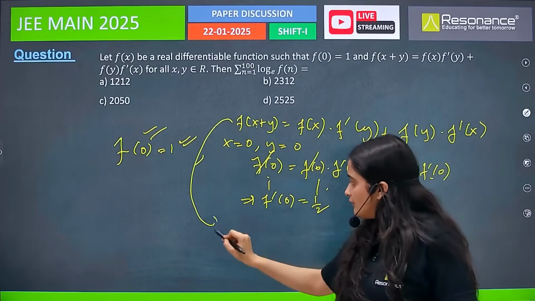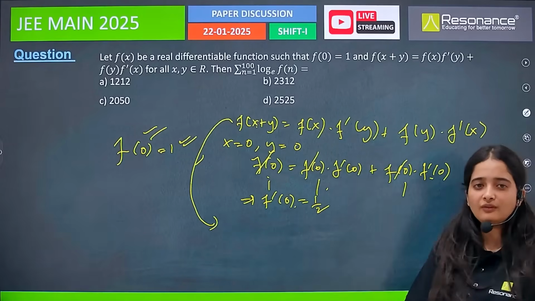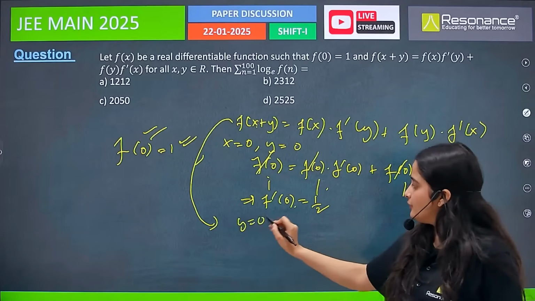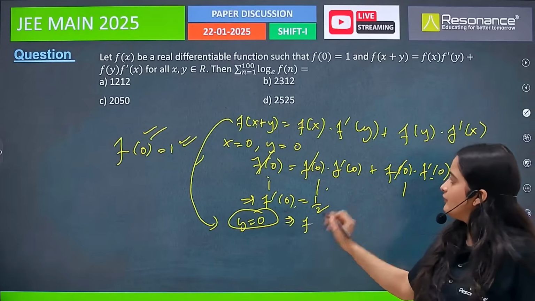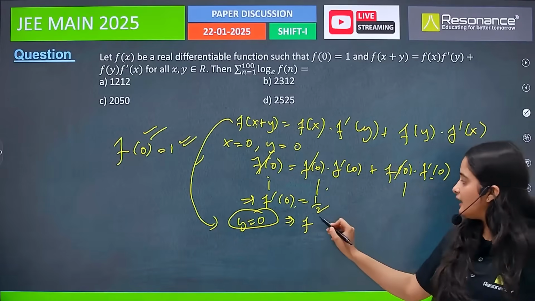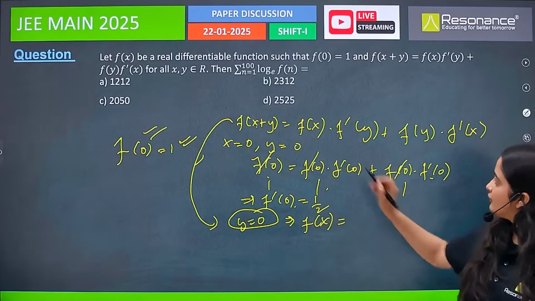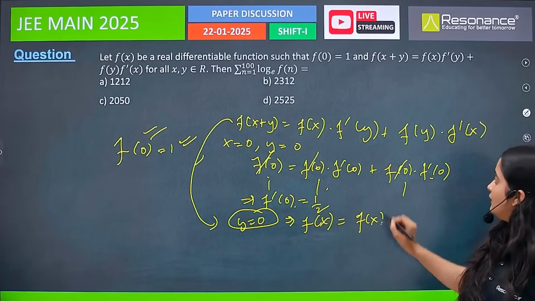Now in the same given equation, I know the value of f'(0). Now I will substitute y equals 0 because I have to get the value of f(x). So if I substitute y equals 0, I will get f(x) is equal to f(x) into f'(0).